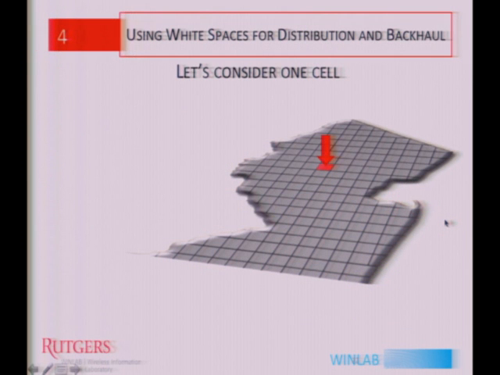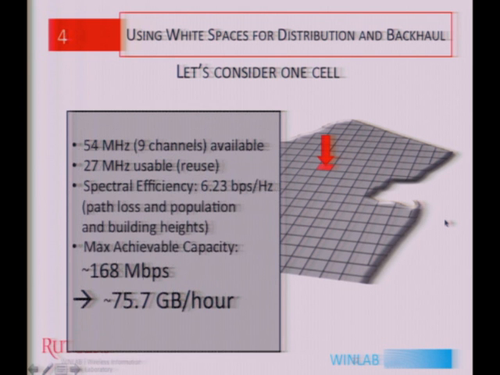So an example of this would be, let's consider a cell over there. If we do the calculations for that particular cell, we have 9 channels available in that area. After the reuse, it would be cut in half, so it's 27 megahertz there. The spectral efficiency in that region is 6.23, and it's dependent on the population and the height of the obstructions in there. And so the maximum GEO capacity comes down to 75.7 gigabytes per hour. So this is how much we can deliver.